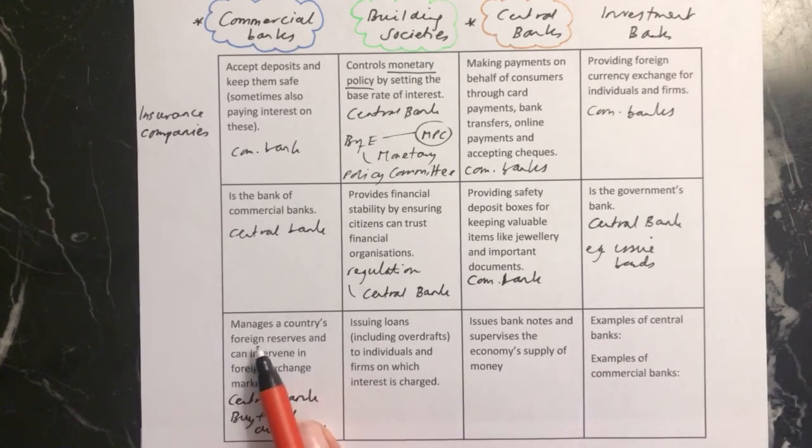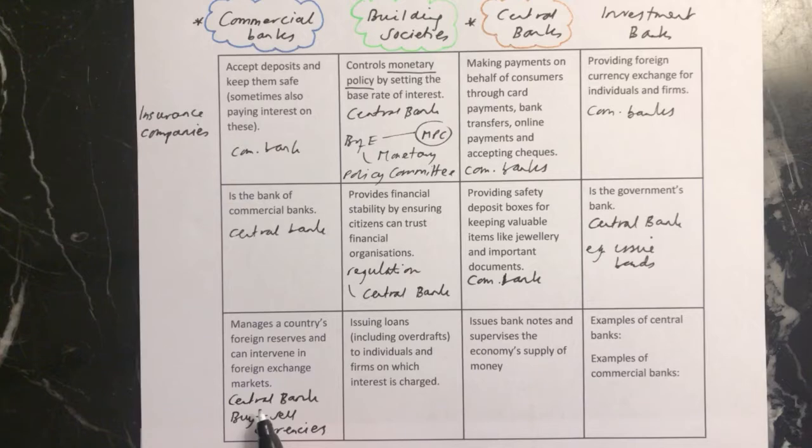This one manages a country's foreign reserves and can intervene in foreign exchange markets. So a country's foreign reserves, that's where the country is keeping, for example, American dollars, or if they're keeping euros, and they're sitting there. Those are kept at the central bank. Also, they can intervene in foreign exchange markets. That means that the central bank can buy and sell currencies, which will effectively affect the value of those currencies.